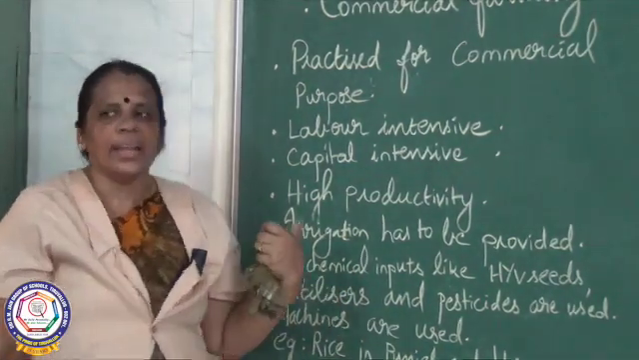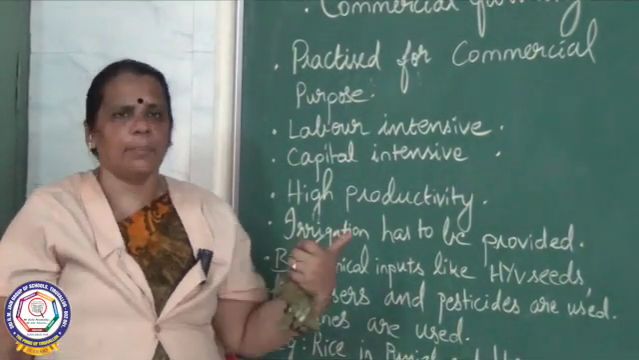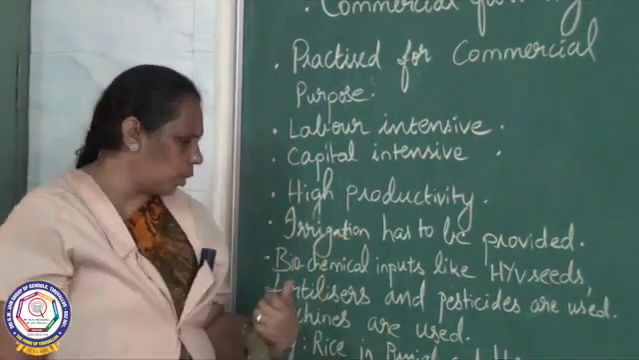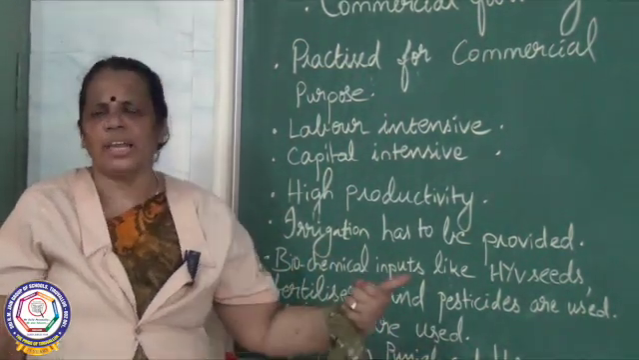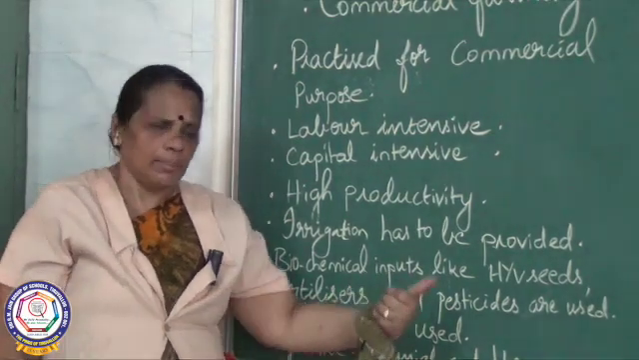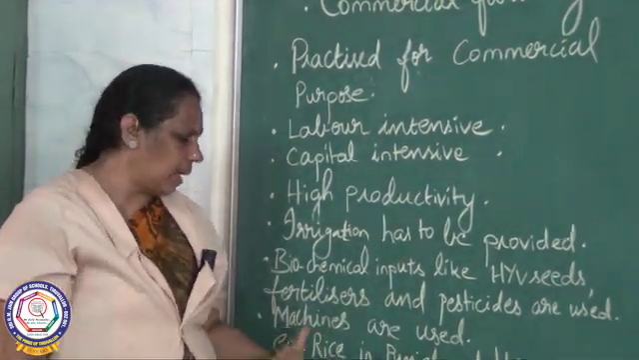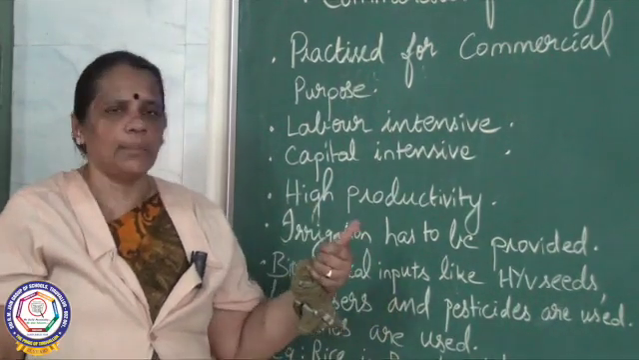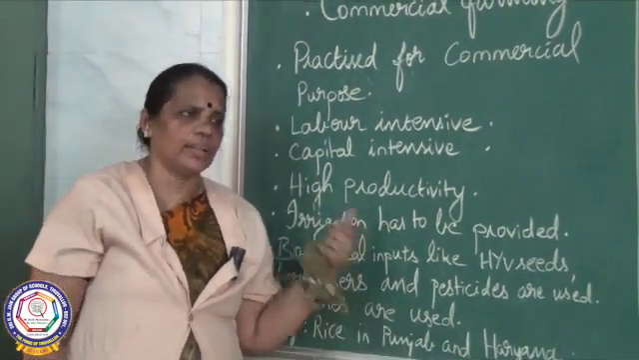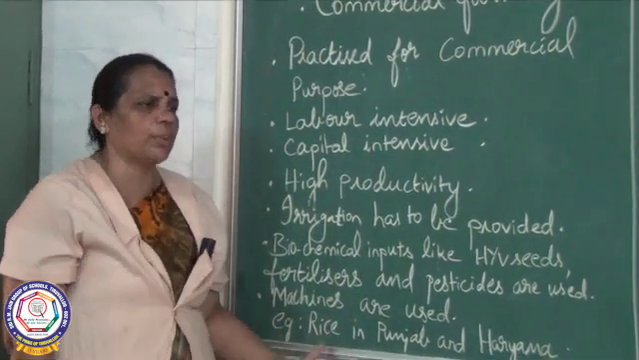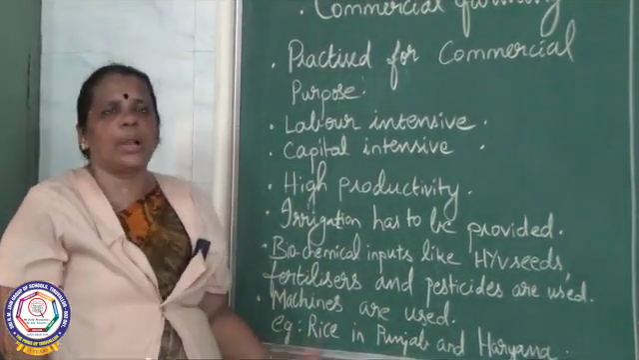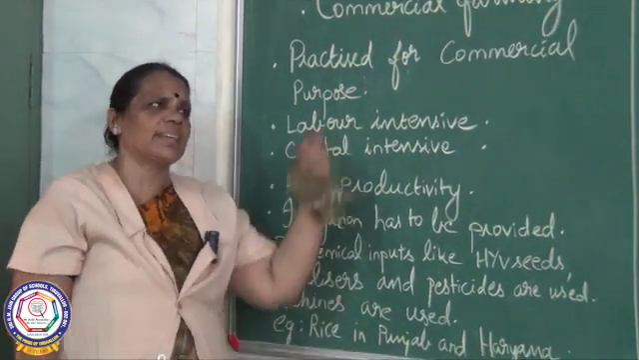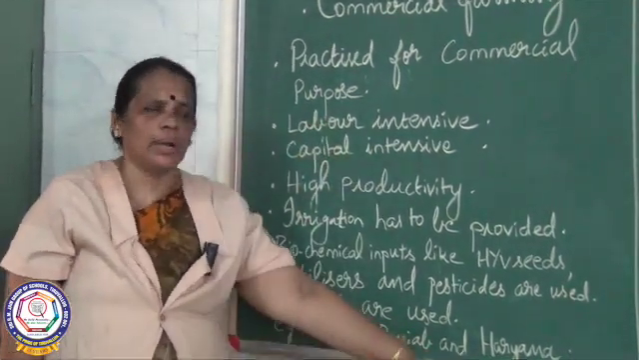The next one, irrigation has to be provided. They cannot depend on monsoon, so irrigation facilities have to be provided by digging bore wells. The next one, biochemical inputs are used like chemical fertilizers, pesticides, etc. The next one, machines play a greater role in this type of farming activity, that is commercial farming. For example, when you talk about Punjab and Haryana, rice is cultivated as a commercial crop in Punjab and Haryana.